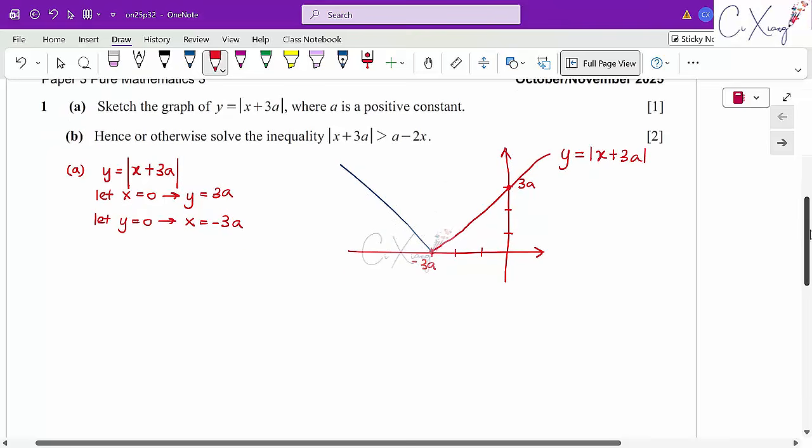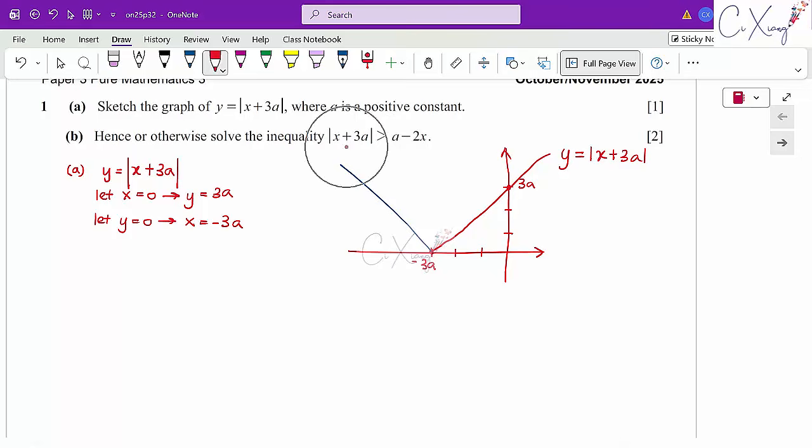Okay, so let's have a look at part B. Hence or otherwise, solve the inequality: modulus of x plus 3a is greater than a minus 2x. For this kind of question, you can draw the diagram to visualize the answer or to get the answer directly. Personally, I don't really like to sketch the diagram and decide the answer because there are some restrictions. If I sketch the diagram, you need to make sure the ratio you're using is very accurate so that your graph doesn't mislead you to a wrong answer.